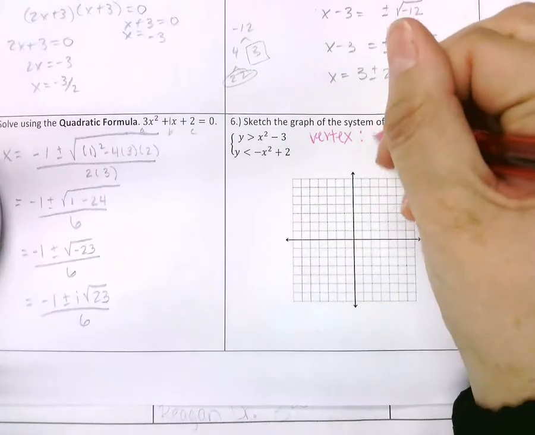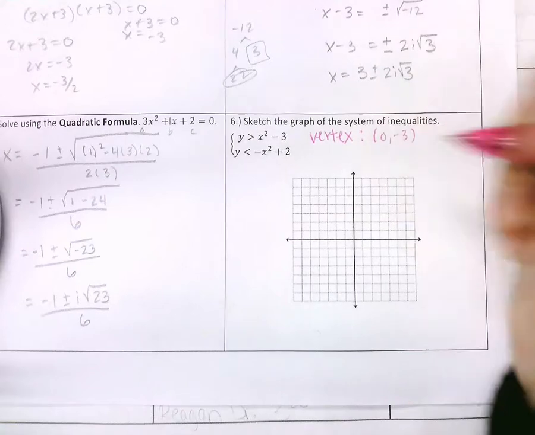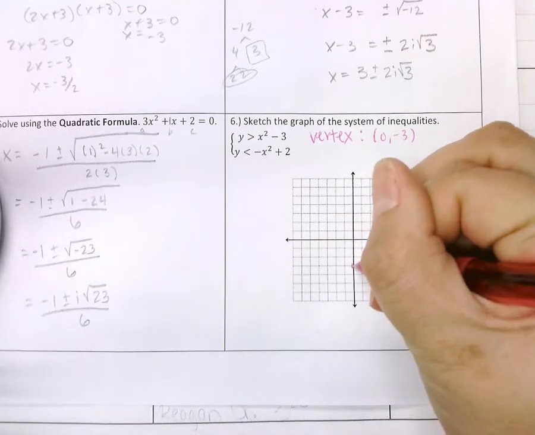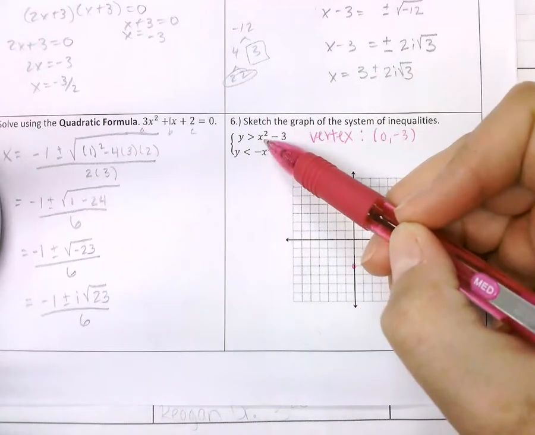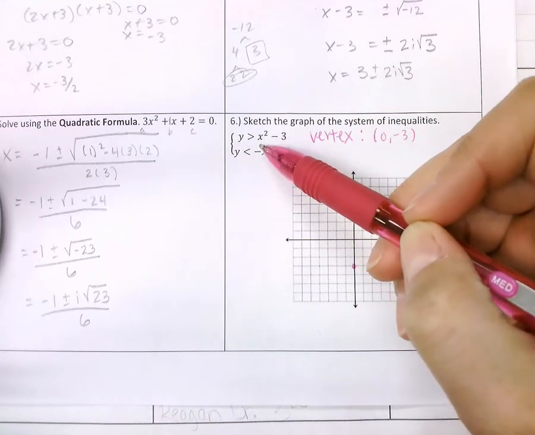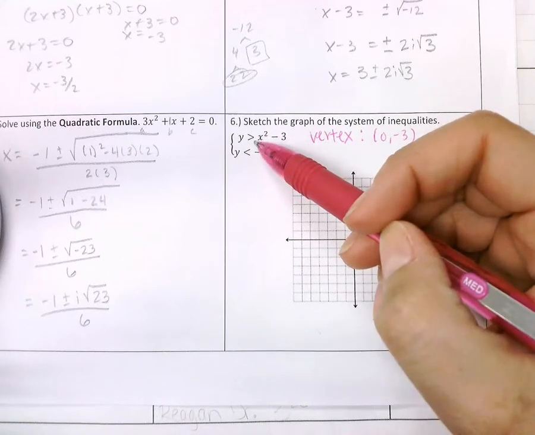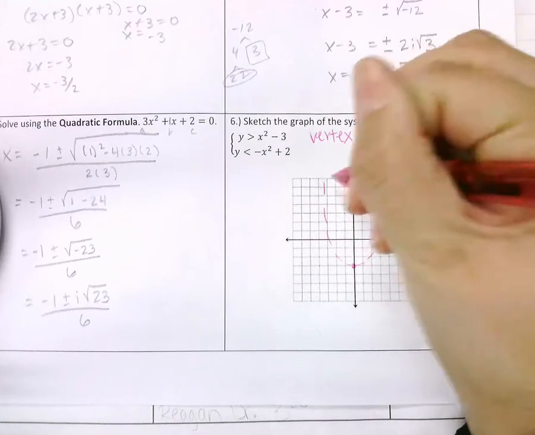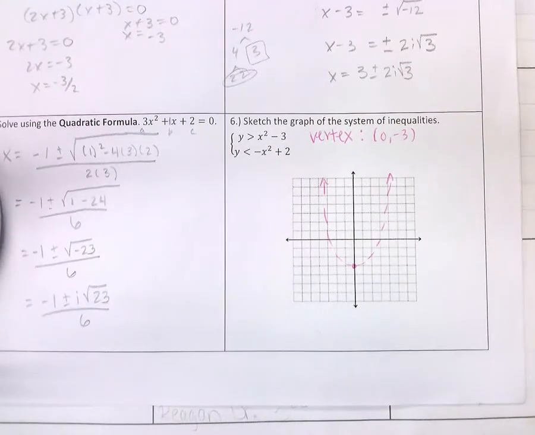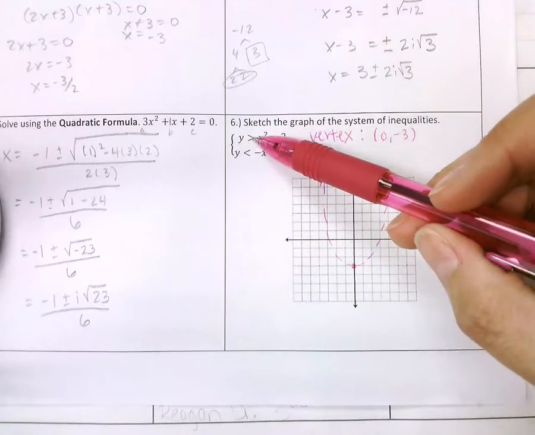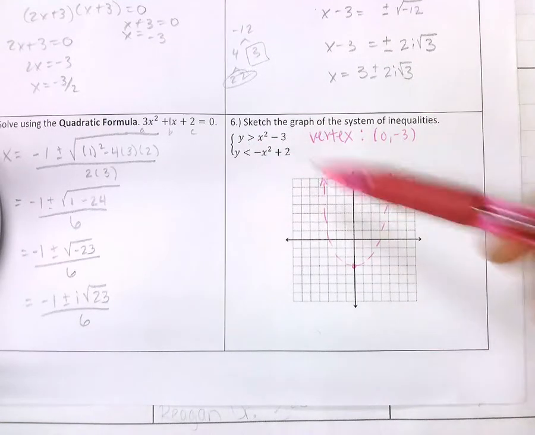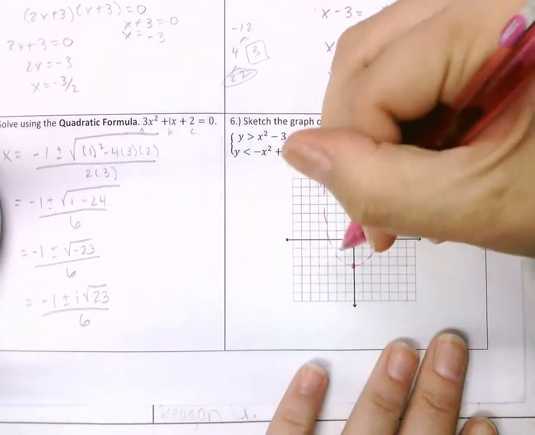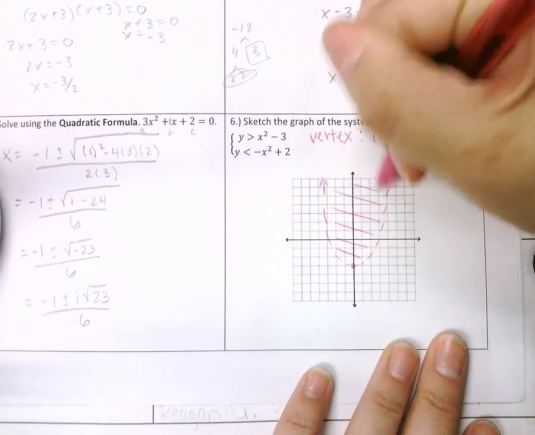So this is vertex form, and our vertex is 0, -3. So you're going to graph that. This parabola is going up because it's positive, and it's dotted. So you're going to draw a dotted upward parabola, a sketch. This one's kind of wide. Maybe yours is skinnier. It's just a sketch. Then you're going to shade. Because it says y is greater than, you're shading above, or inside. In this case, it's inside.